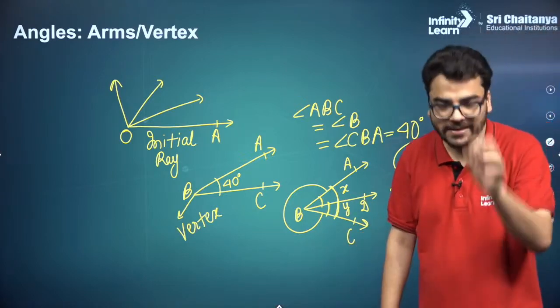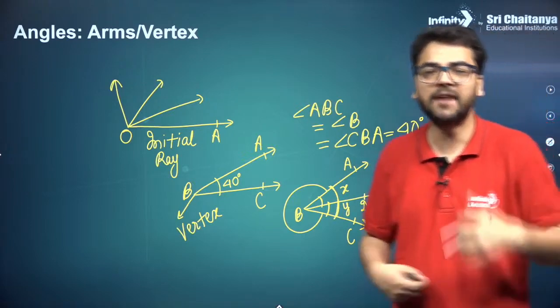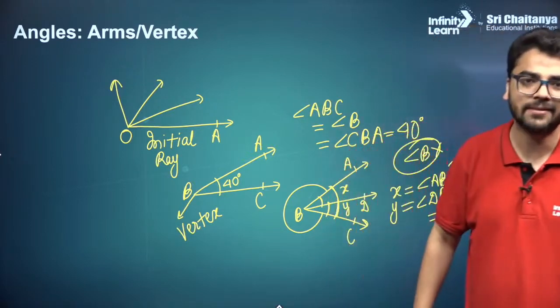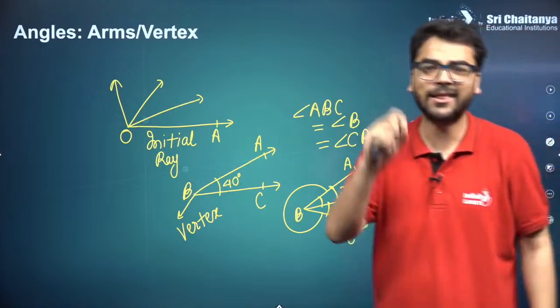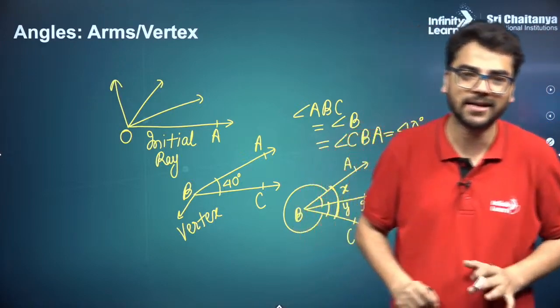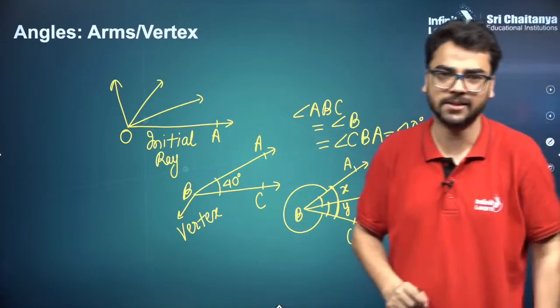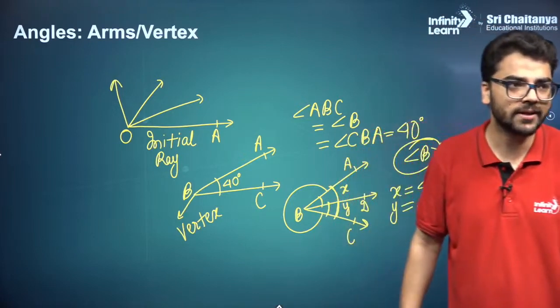That is a very basic thing in mathematics, but I have seen that many students make mistakes in that. Please try to understand that there is a logic behind how to name angles. I hope this is clear to every student in this session.